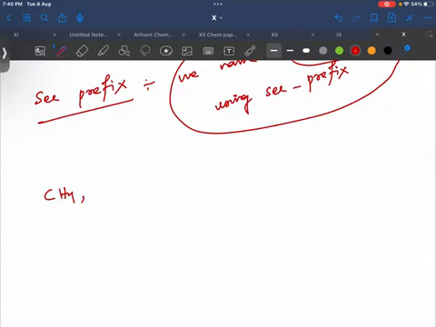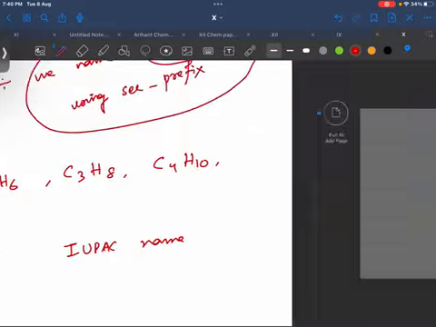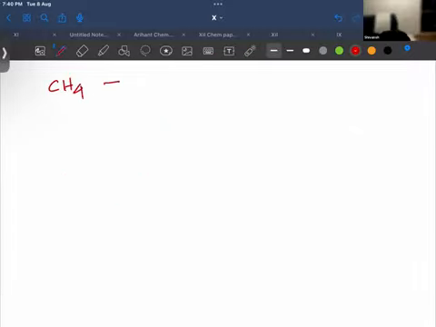It's a bit easy. Just say it, don't write it, there's nothing much to write. C2H6, C3H8, C4H10, C5H12. Okay. So tell me their IUPAC names. What is the IUPAC name of CH4? Methane. Write down, its common name is also methane. IUPAC as well as common name is methane. So there is no problem, nothing much to memorize.